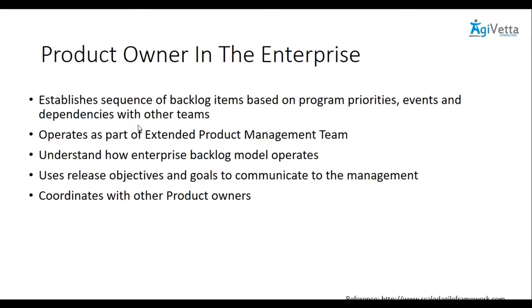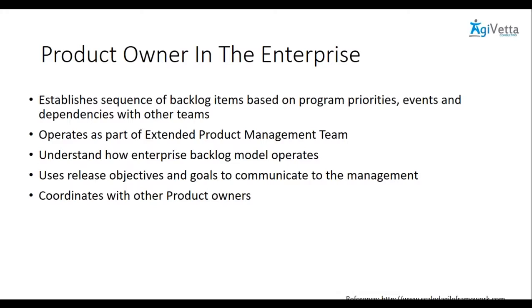Okay. What is the role of the product owner in the enterprise? So having seen that the value is being delivered, there are demos, there are plannings and everything, what does the product owner actually do? Simple. The product owner establishes a sequence of backlog items based not only on the product priorities, but priorities keeping in mind all the teams, all the events, all the dependencies. So every product owner will work with the other product owners to understand their team dependencies with my team and with your team, and see how this all can be put into the product backlog, how the items will have to be sequenced and prioritized.